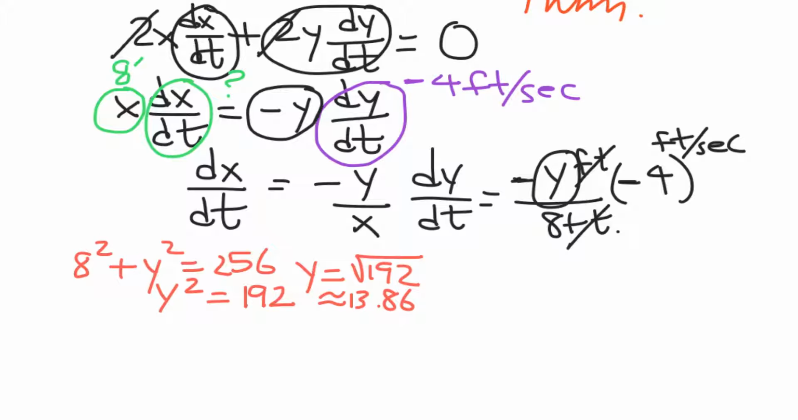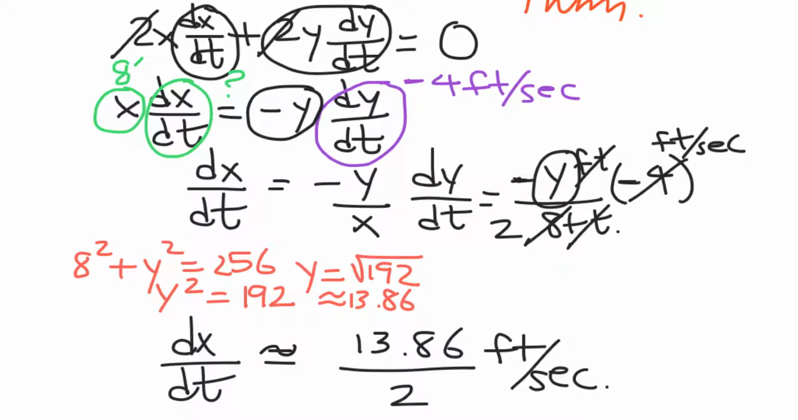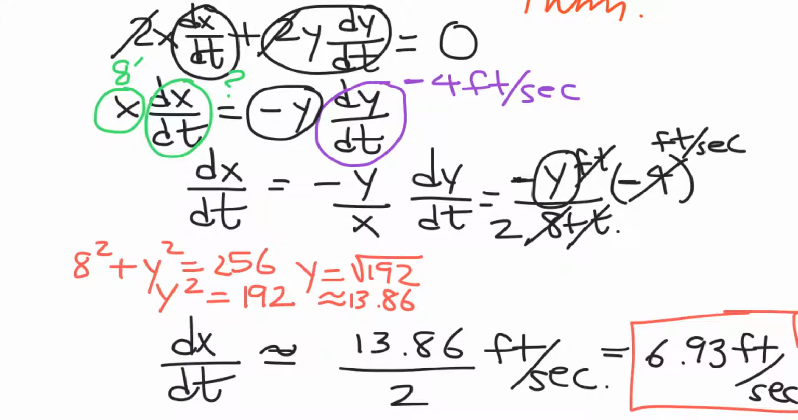Let's go ahead and plug that in now. We see that dx/dt is equal to 13.86, that's now y, divided by, well, the 4 cancels with the 8, divided by 2, approximately, feet per second, and that gives us 6.93 feet per second, and that is the speed with which the bottom of the ladder is approaching Casey's bicycle. Hope she gets it out of the way in time.